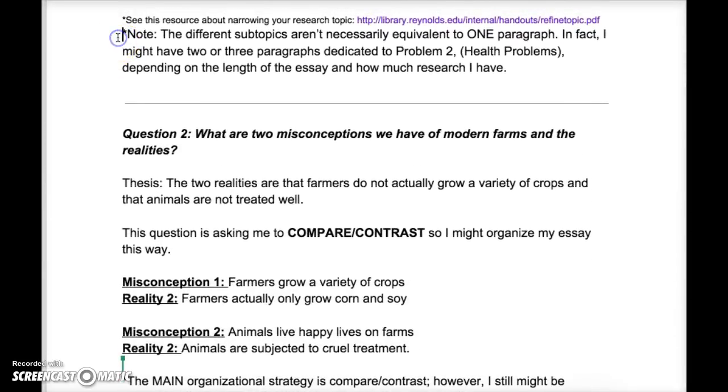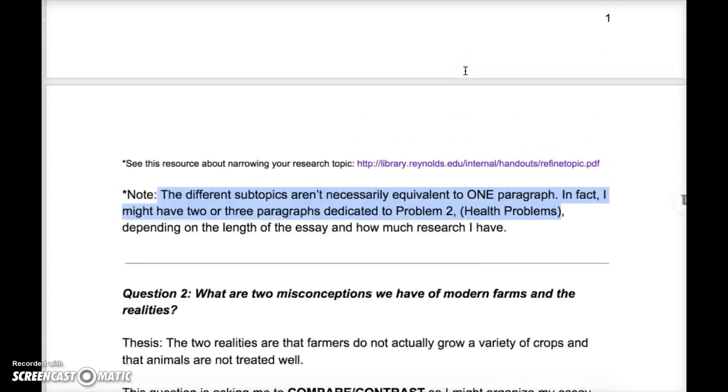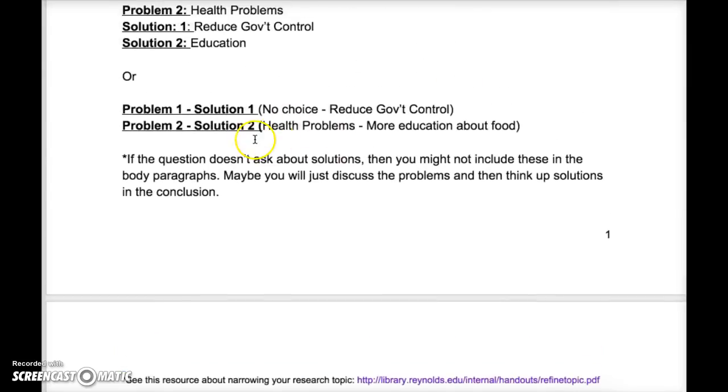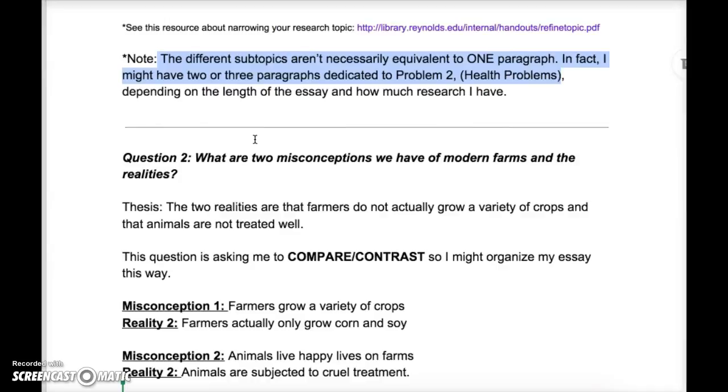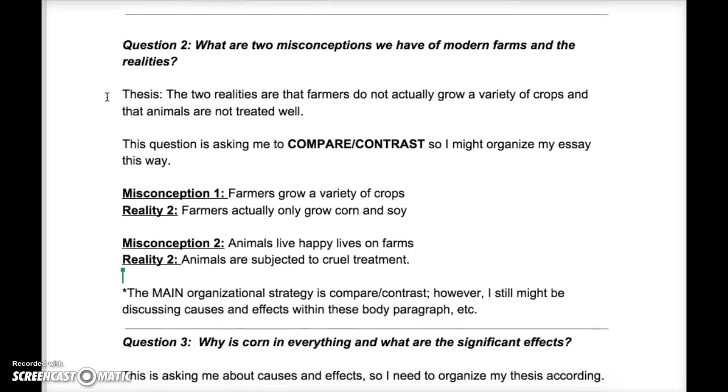And also I have another note here, is that the different subtopics that I listed aren't necessarily equivalent to one paragraph. In fact, I might have 2 or 3 paragraphs dedicated to each subtopic. For example, health problems. That was one topic that you saw, right? Up here. Maybe I'll have 2 or 3 paragraphs about health problems depending on the length of the essay and also how much research I have. So that's problem solution.